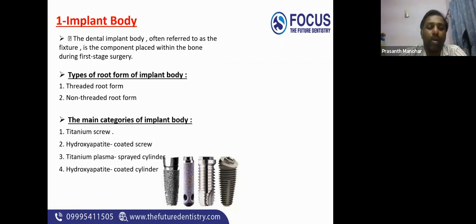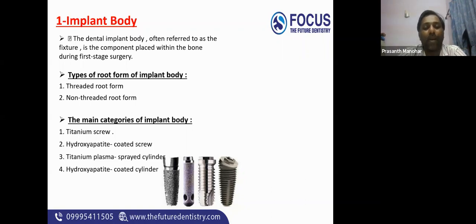Now, based upon the material of the implant body, it can be made of purely titanium, or it can be coated with hydroxyapatite. The titanium screw can be coated with hydroxyapatite. It can also be coated with titanium plasma. Titanium plasma means we are spraying titanium particles over the implant so that there is roughness and the surface area is increased.